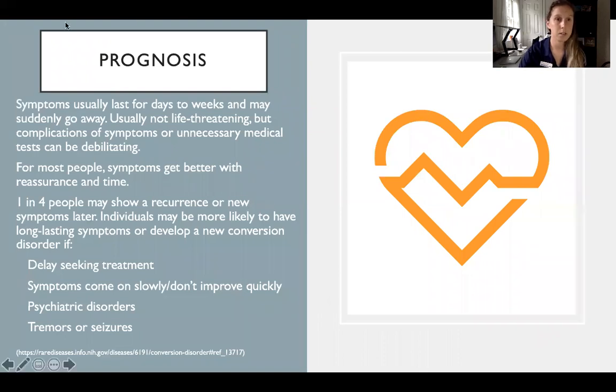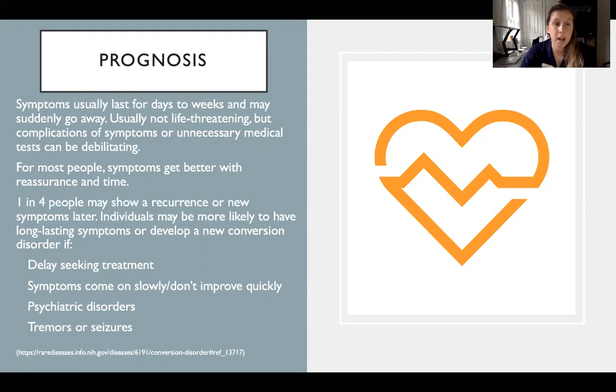So prognosis. Symptoms usually last for days to weeks and may suddenly go away. Usually they're not life-threatening, but complications of symptoms or unnecessary medical tests and treatment can be debilitating to someone. For most people, symptoms get better with reassurance and time. 1 in 4 people may show a reoccurrence or new symptom later.